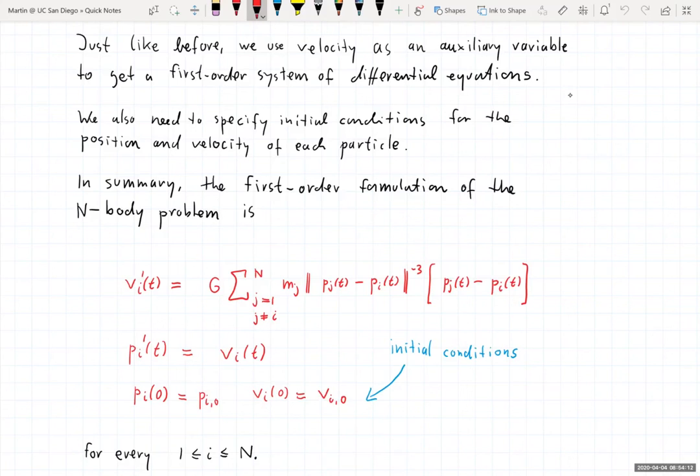And if you really want to unwrap this all in terms of scalar valued functions, then of course we see that we can also rewrite this entire thing as 6 times n differential equations in 6 times n unknown scalar valued functions. And then we also need to specify 6 times n scalar valued initial conditions. Because for each particle, we have the x, y, and z coordinate of the position over time and the x, y, and z coordinate of the velocity over time.